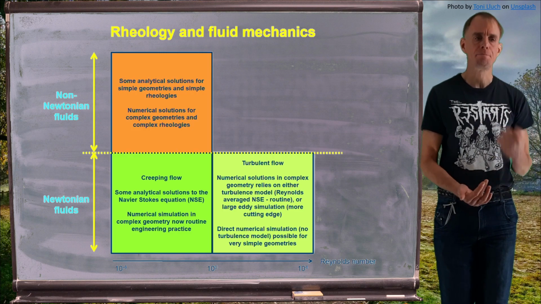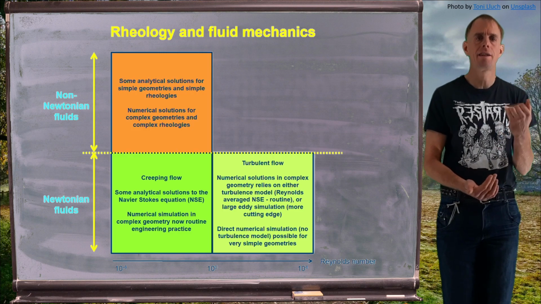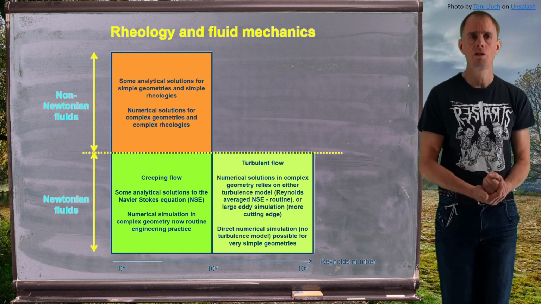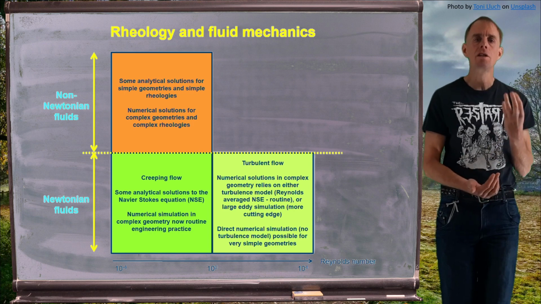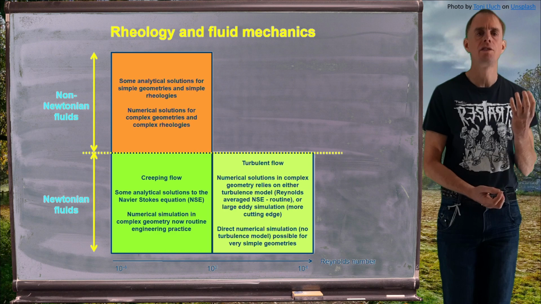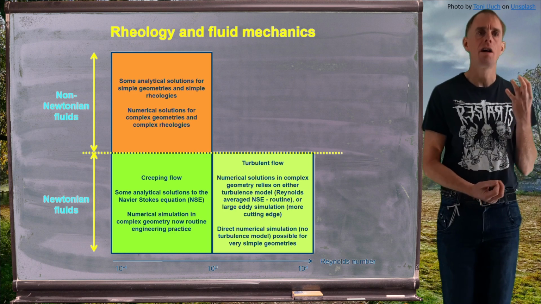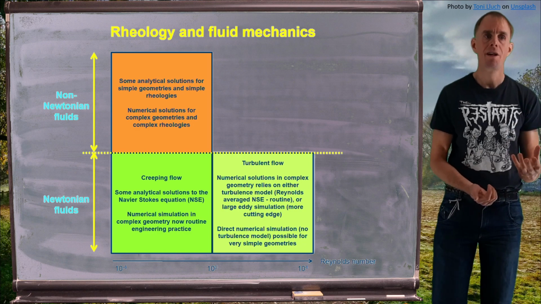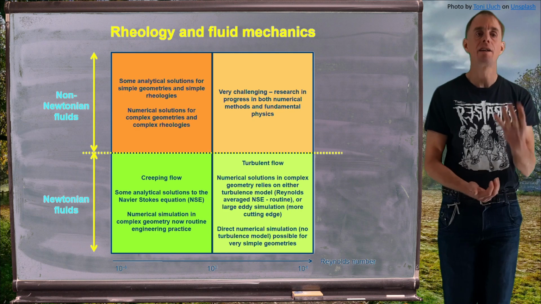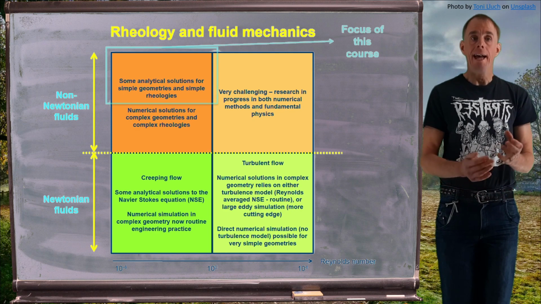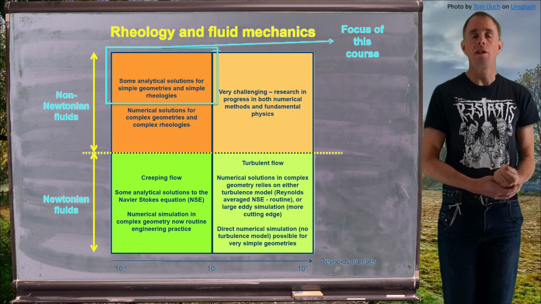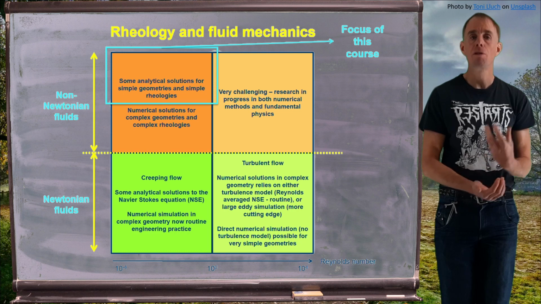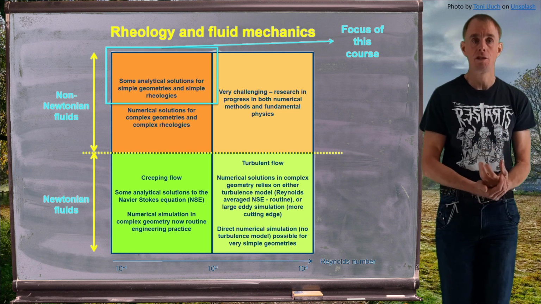We can make an analogy. We can look at the non-Newtonian analogy to creeping flow. We can look at simple flow geometries. We can look at simple rheologies, and we can use this to get a good physical understanding of the subject and a good physical understanding of the phenomena that lead to complexity. And that complexity can be made analogous to turbulent flow in Newtonian fluids. Turbulent flow in non-Newtonian fluids is incredibly challenging. It's a research topic. It's still very much ongoing, both in terms of fundamental physics and in numerical methods.